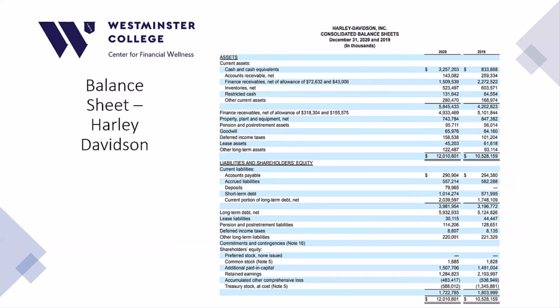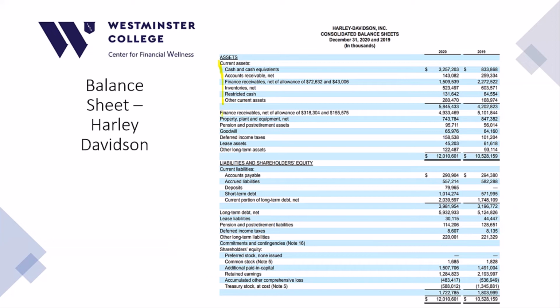Here's Harley-Davidson's balance sheet. Okay, so we've got assets listed, and I'm going to explain something here that we haven't so far. These assets are listed in order of liquidity. That means the assets that are going to be converted to cash the quickest are shown first. And those that take a little longer to be converted will be shown later. So this section right here is all of their current assets. These are assets that will be converted to cash within a year.